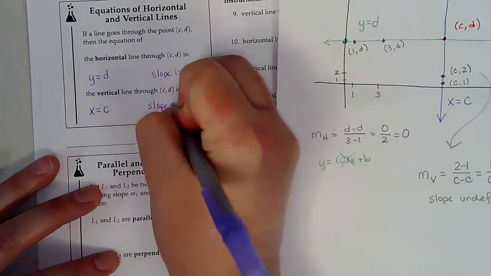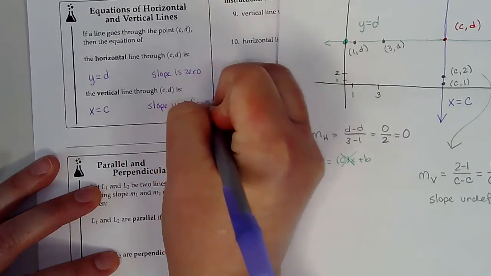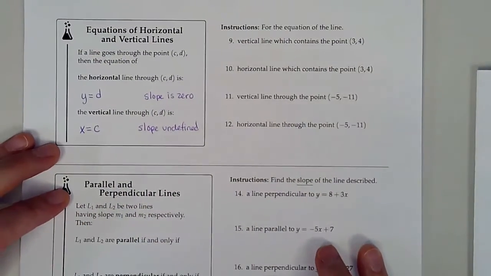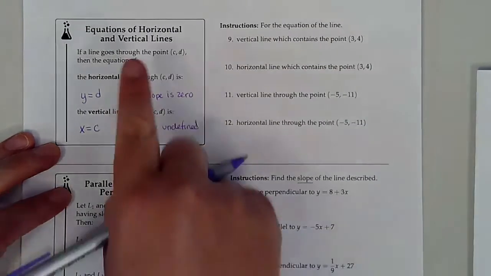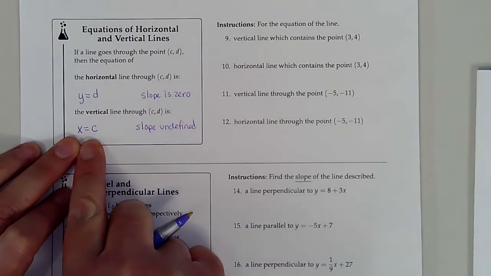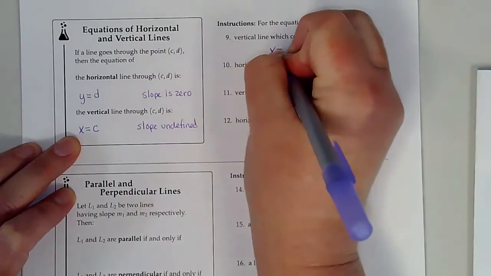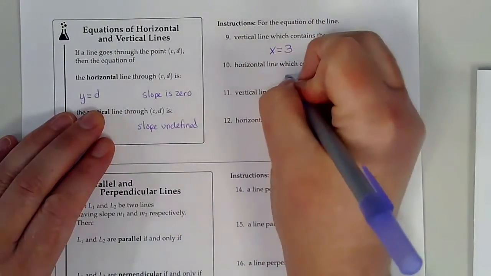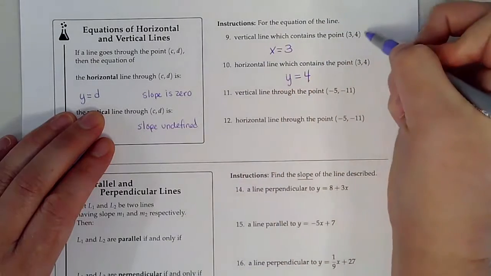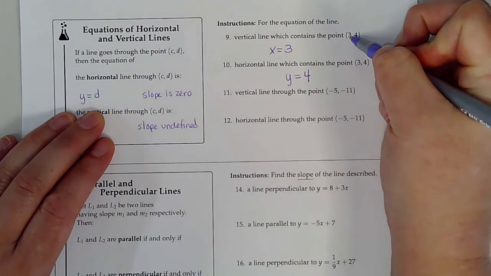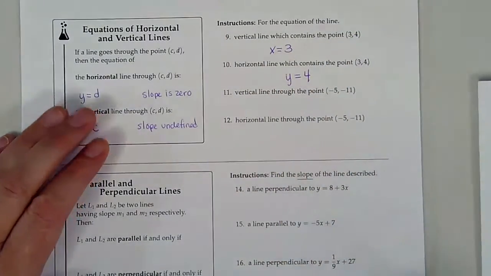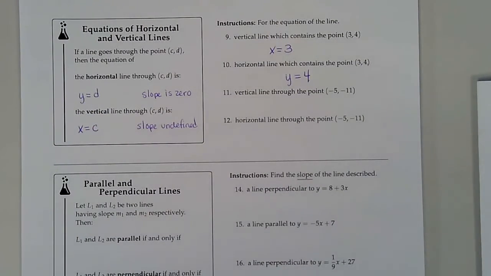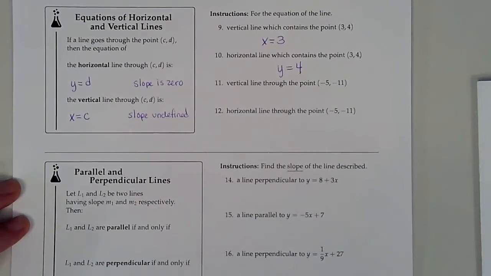Okay. So let's try this out with some actual numbers instead of c and d. So the vertical line through the point 3 comma 4. So our vertical line uses x equals c. So I would have x equals 3 here. And then the horizontal line through that point is going to be y is equal to 4. So you're literally taking whatever the x value is or whatever the y value is. And that's all there is to this. So pause the video for a second, try 11 and 12, and then we'll do this together.